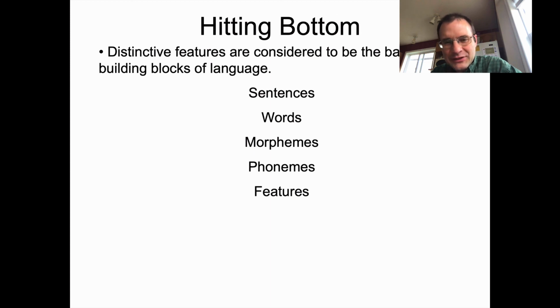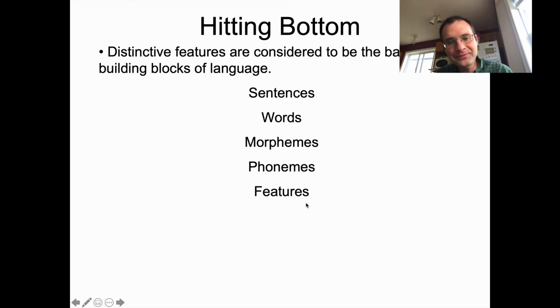You can kind of think about this going back to the early days of the semester where we talked about duality of patterning, where we have a small set of phonemes which can make a very large number of different morphemes. You get a similar expansion of possibilities when you go from morphemes to words, or from words to sentences. You can think about how many more sentences you can make than words in a language, because you can put words in all sorts of different combinations to get there.